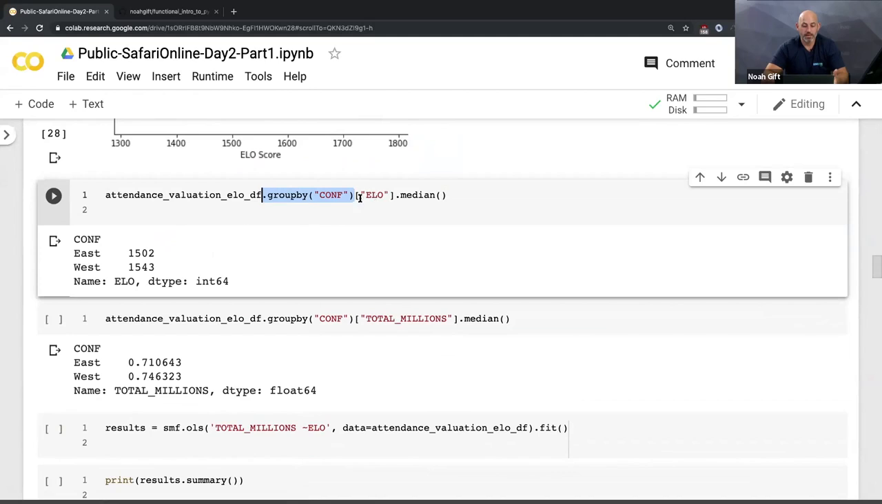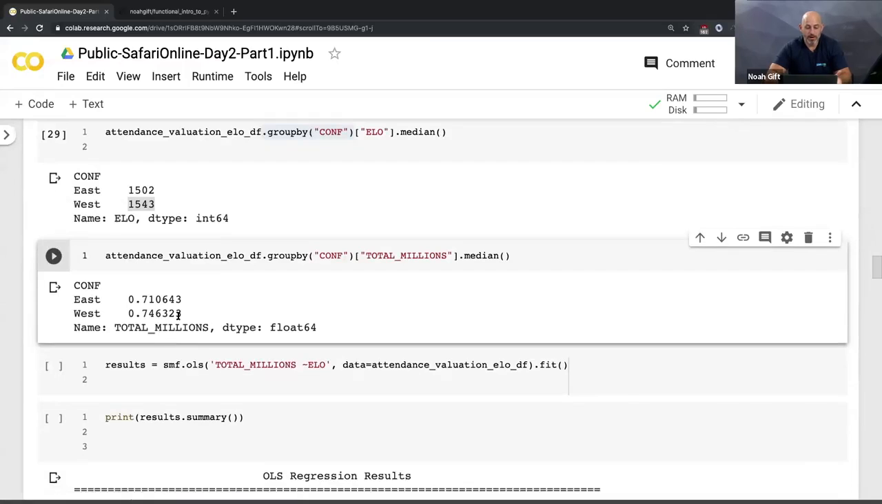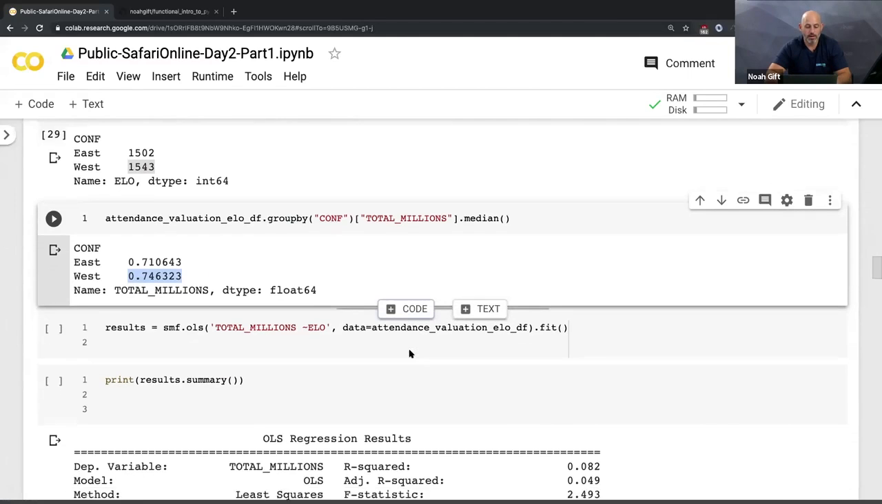In this case, this is the ELO rating, and I again can tell that the West Coast teams are all a little bit better than the East Coast teams. But then if I go to the attendance, it shows that the attendance actually is a little bit better as well. So actually both are there.